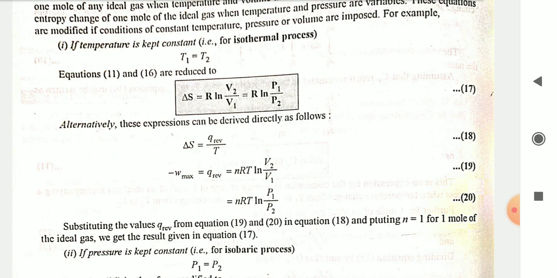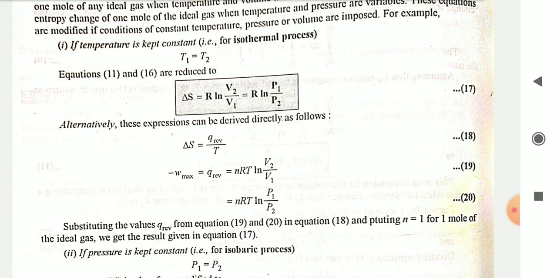Consider equation 17. Alternatively, this expression can be derived directly as follows. Delta S is equal to Q reversible by temperature, which is minus W maximum, is equal to Q reversible is equal to nRT ln V2 upon V1. Consider this equation 19. nRT ln P1 upon P2 is considered equation 20. Substituting Q reversible from equations 19 and 20 in equation 18, putting n equal to 1 for 1 mole of an ideal gas, we get the result given in equation 17.